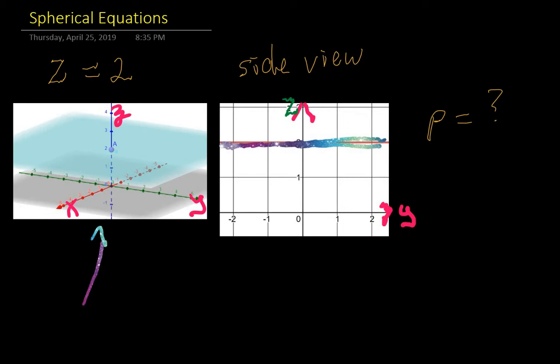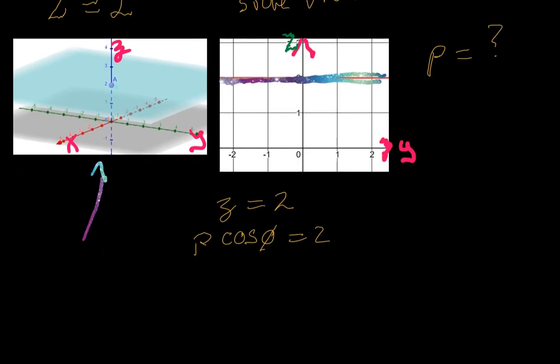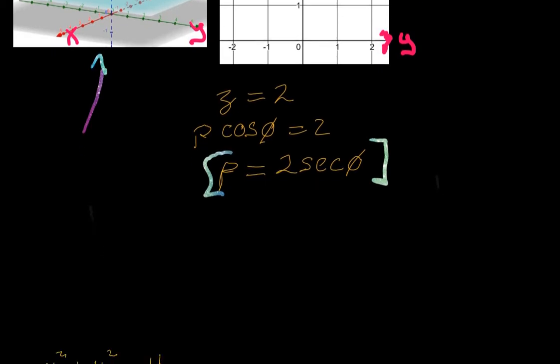And what we have here is that z equals 2. We know from our list of formulas that z is equal to rho cosine of the angle phi. So if we're going to solve this for rho equals, we'd have rho equals either 2 divided by cosine of phi, or 2 secant of phi. That would be the spherical version of that horizontal plane, which could become a boundary in some 3D graph in a triple integral. There's the first example.